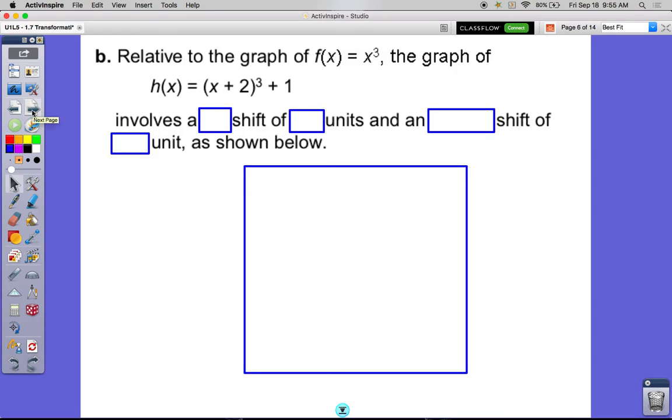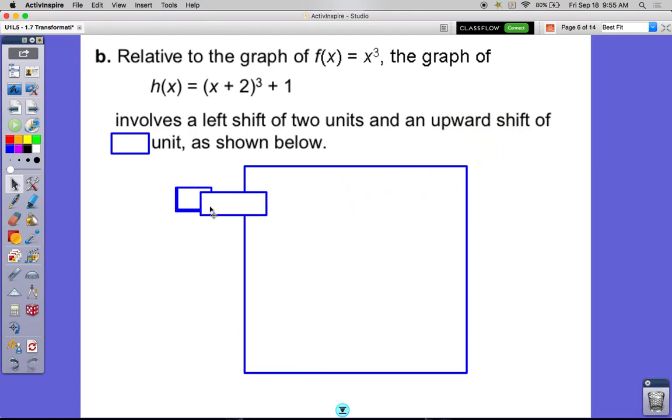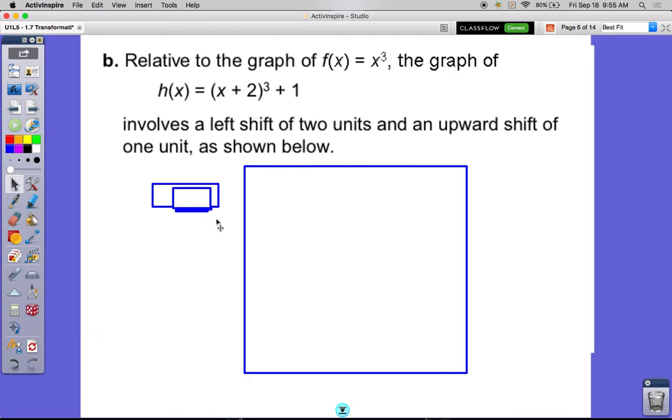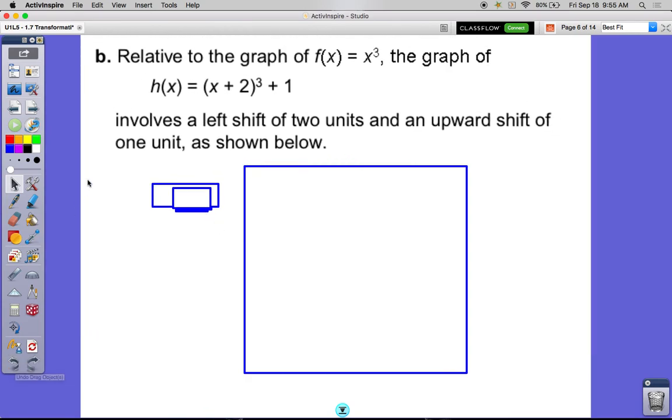Likewise, we talked about x plus 2, quantity cubed, plus 1. This is going to involve a left shift. We start on the inside, left shift of 2 units. Remember, it's opposite for the inside. And this is going to go up 1 unit. So what does that look like?